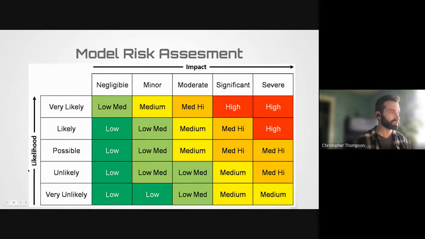Now, on the left, they say likelihood, think probability. On the top, think impact. As we move from left to right and bottom to top, notice how we get more into these yellow and orange colors, where it's going to have a moderate to significant impact on the business. And that can really affect many things, right? Not only people's lives, but the business itself. If customers start getting bad predictions, well, they're going other places, and that's costing real dollars to the organization.